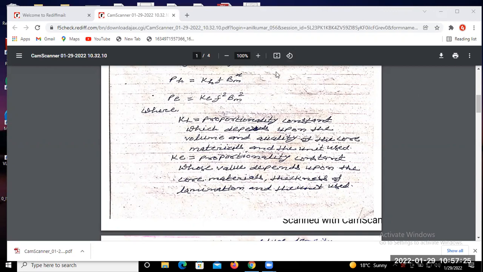And put the value of maximum flux density here in this equation. Then you can express the hysteresis and eddy current loss in terms of voltage.